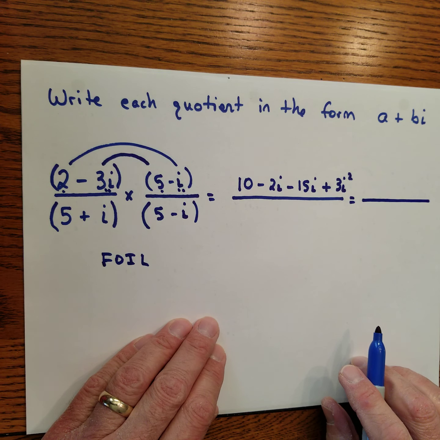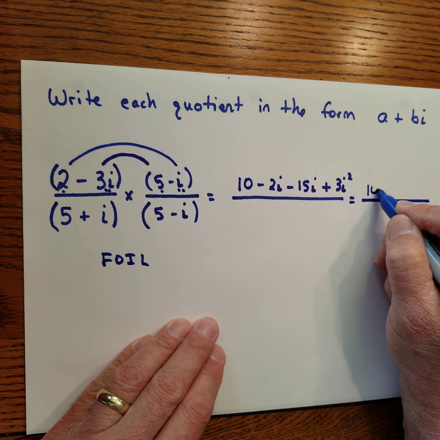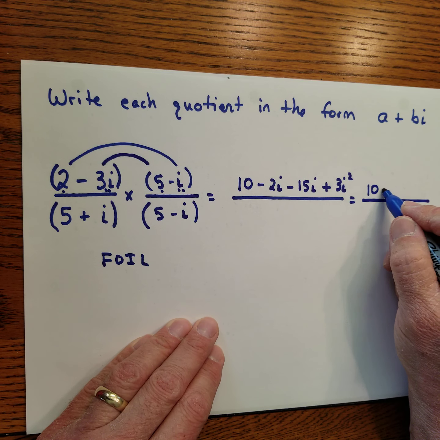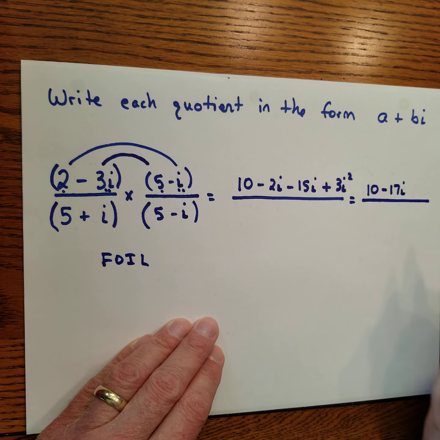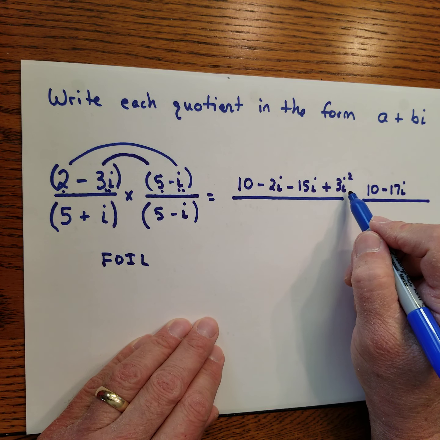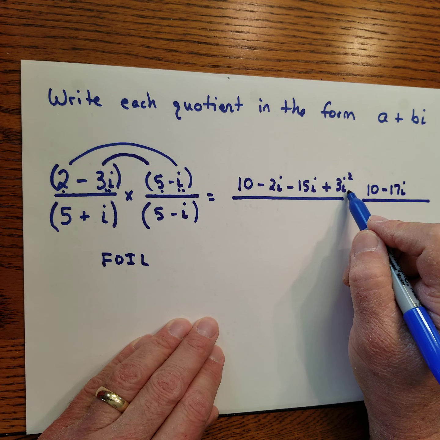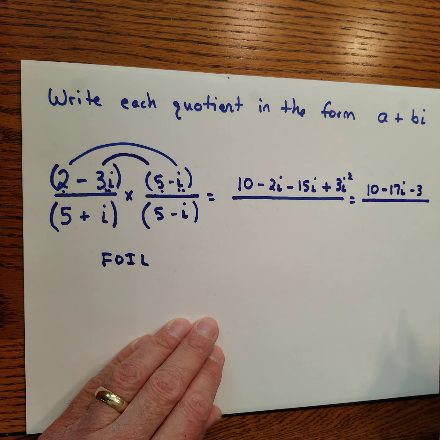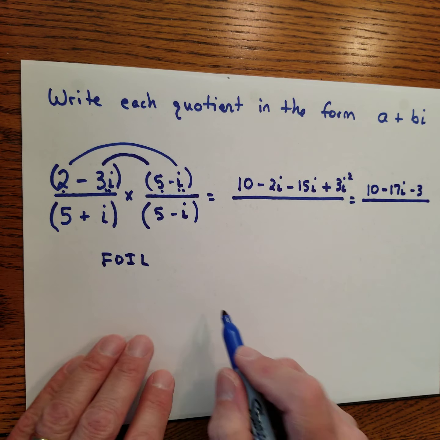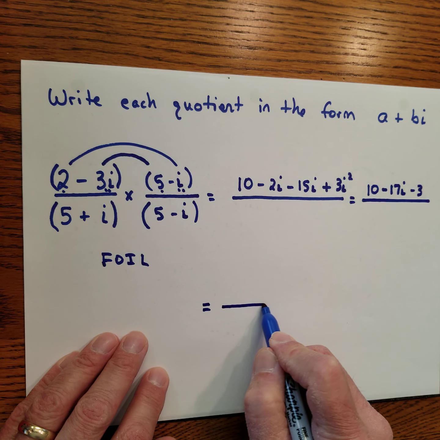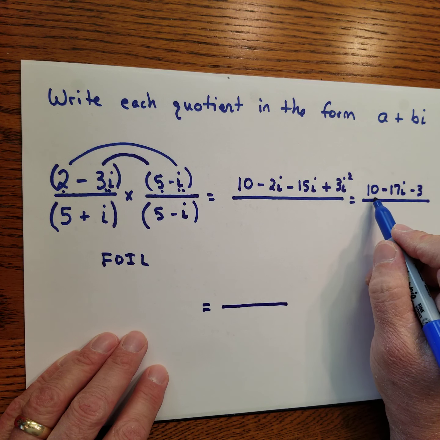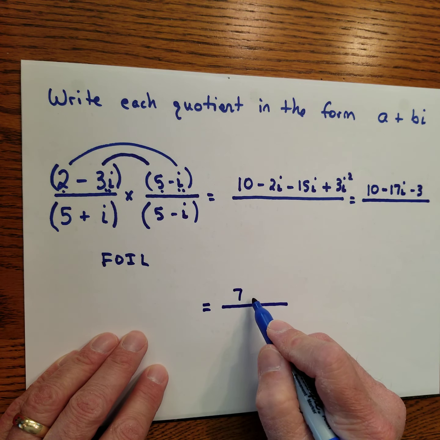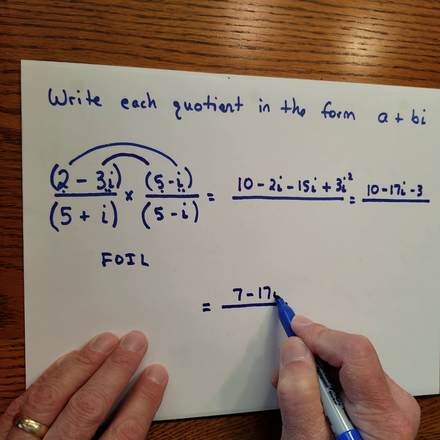Let's start to clean up the top. We'll keep the 10. Negative 2i and negative 15i is negative 17i. Remember that i squared is negative 1, and negative 1 times 3 is negative 3. The best way to show the numerator then, if I combine the 10 and the negative 3, 10 minus 3 is 7. Copy the minus 17i.